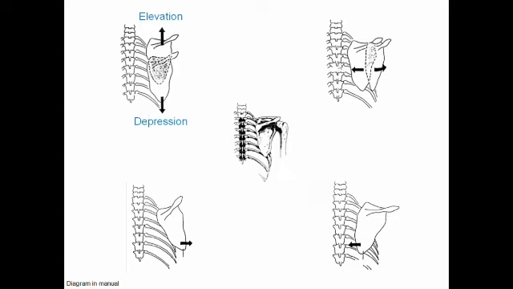Here we can see the scapula is moving laterally and medially. These movements are known as protraction, where the scapula moves laterally around the thoracic cage, and retraction, where the scapula moves in towards the midline or in towards the vertebral column.